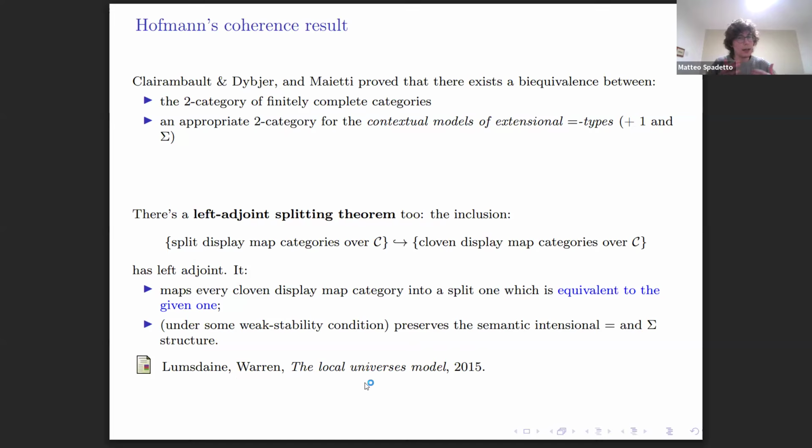So these two left and right adjoint splitting functors can be seen as coherence results for models of extensional identity types and models of intensional identity types, in the sense that if we have a pre-model, a model that doesn't behave well with the substitution, a model of extensional or of intensional identity types, under some conditions, it admits a split replacement.